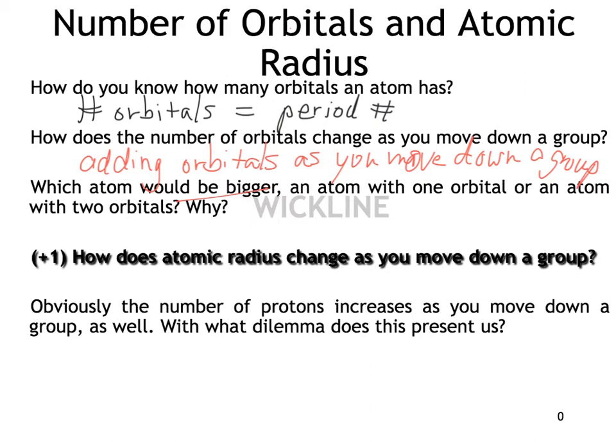So the answer would be an atom that has two orbitals, and it's sort of like a person who would seem rounder, a person wearing one winter jacket or a person wearing two winter jackets. Basically, as you add another layer to the outside, the atom has to become larger. So more orbitals is going to be a larger radius. Therefore, if you put all this together, moving down a group, you add orbitals, and adding orbitals makes the radius larger. So moving down a group makes the radius larger.